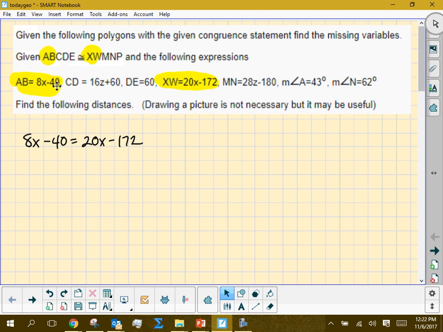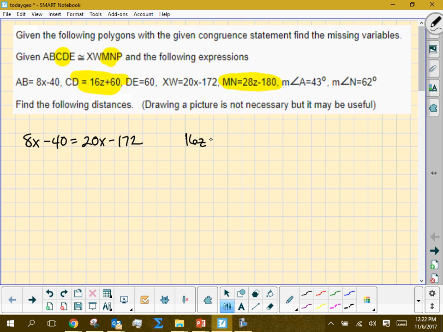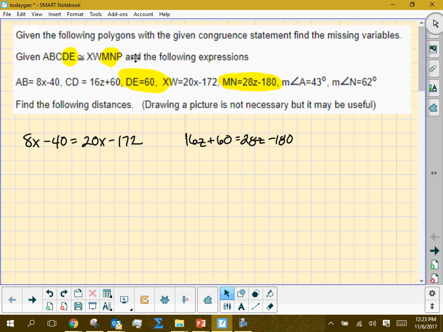The next thing they give me here is CD, right? So I'm going to go find CD in my name here. What should CD match up to over here, Cameron? MN. So CD and MN should match up, and there's another equation: 16Z plus 60 is equal to 28Z minus 180. And now the last part, they give me what? DE is 60, right? DE are the last two letters here, and NP are the last two letters there, right?